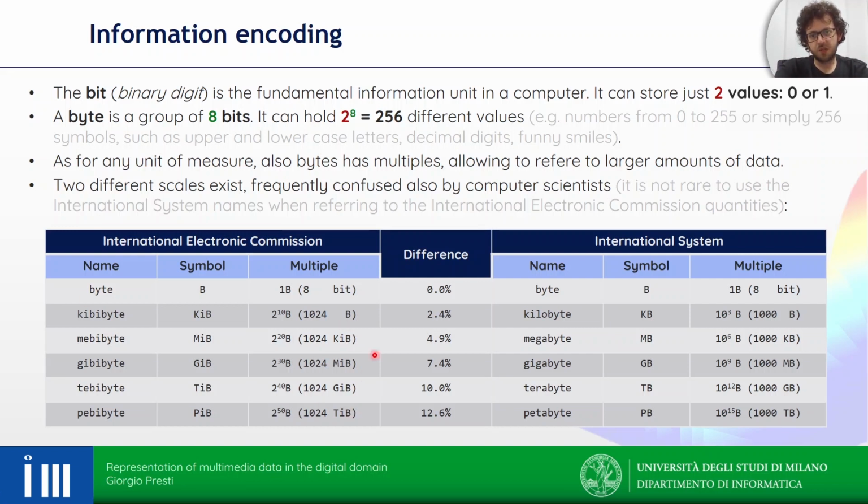This is actually the most used scale, and these are the most used names. Let's help the computer science community by clearing up this mess, by calling these mebibyte, gibibyte, and kibibyte, and using the other names just to refer to the common values of the International System.